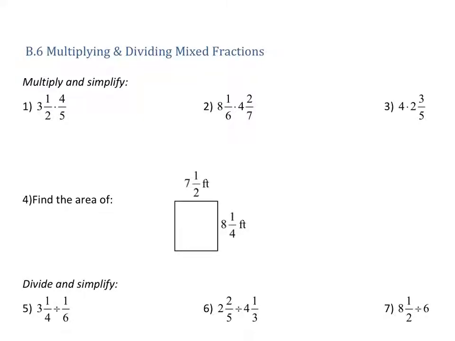So here's the nice thing about B6: we've already learned how to multiply and divide fractions. Now they've given us mixed numbers, which means nothing has changed except the format of the number. Which also means we're adding a step to this. If we have any mixed numbers, we're going to change those into improper fractions so that we can work directly with the fractions, all right?